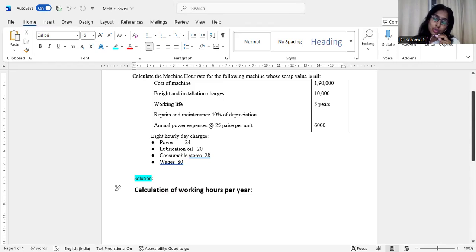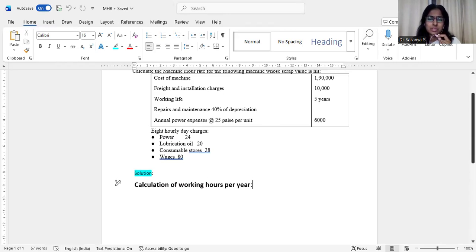Before that, we should know how many hours a machine is working in a year. Usually in some sums, they will give how many hours the machine is working in a year, and also how many hours are gone to set up the machine or for the maintenance of the machine. So that we will deduct it from the yearly working time to get the effective working hours. But no such information is given in the question. So we are using the power expenses.